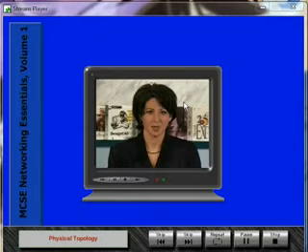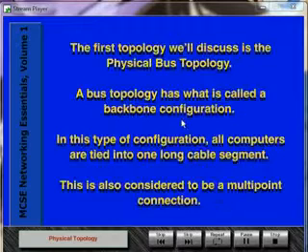The second topic that the physical layer is involved with is the physical topology. Physical topology deals with a network's physical structure or layout. Let's take a look at several topologies. The first topology we'll discuss is the physical bus topology. A bus topology has what is called a backbone configuration.